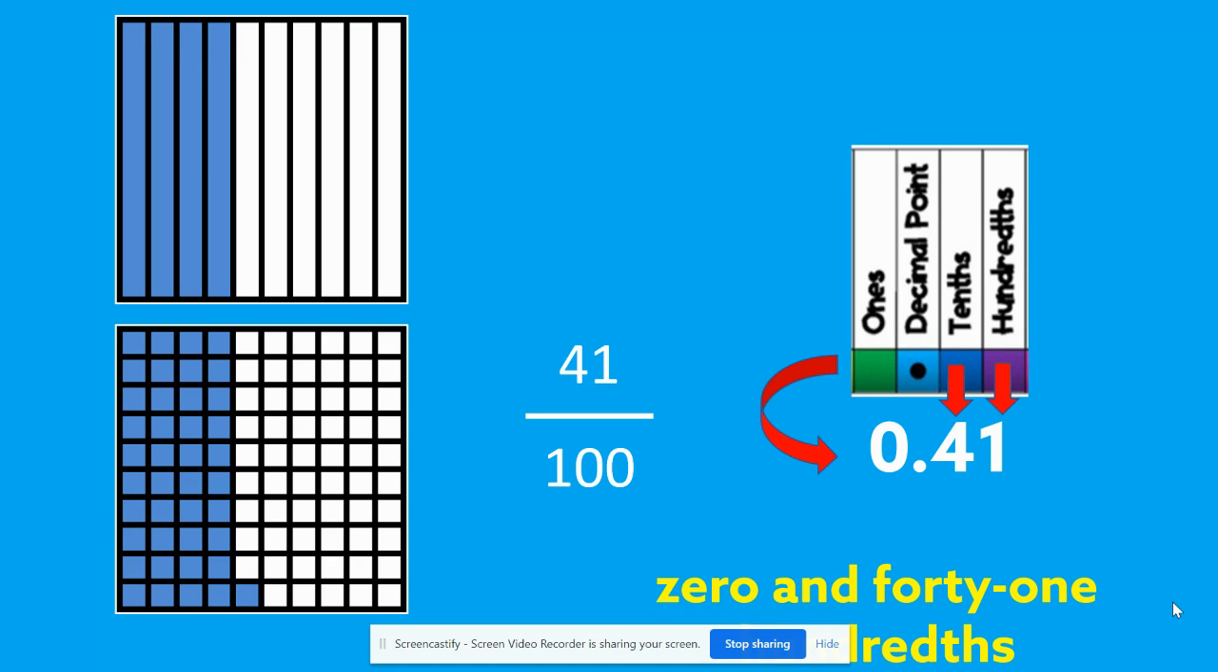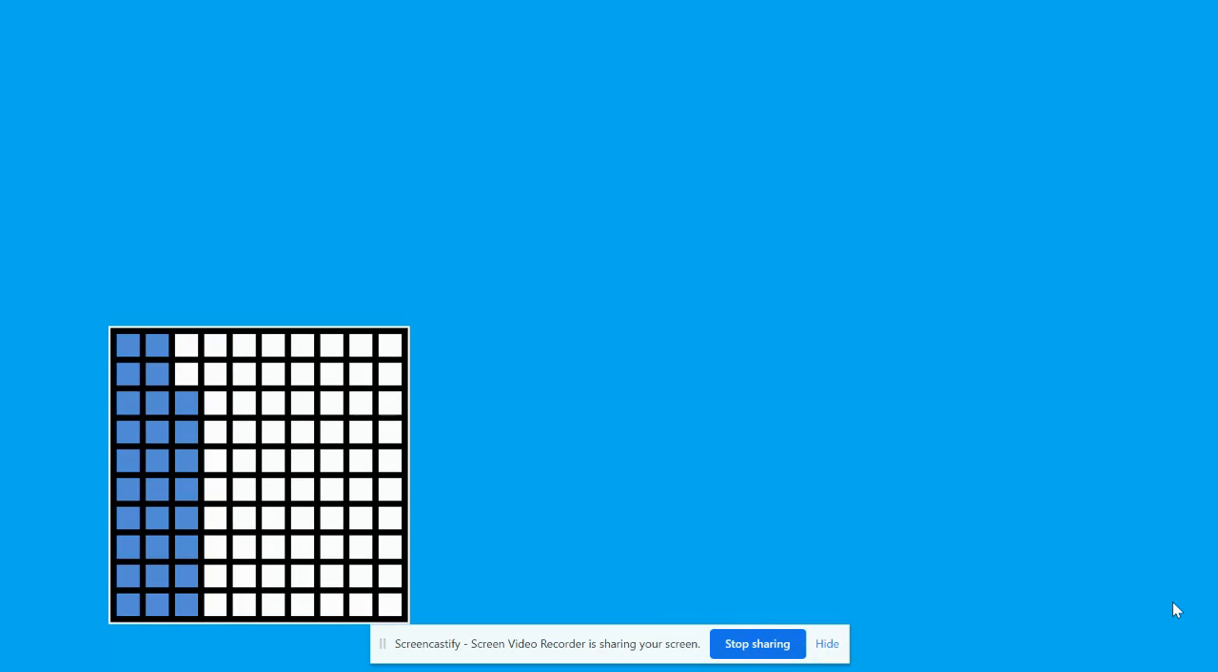I do not say 0 and 4/10 100ths because that just sounds kind of kooky. I just put that 41 together. It's representing 41 hundredths, so I just say it, 0 and 41 hundredths. So let's take a look at another one, another model broken into 100 parts.